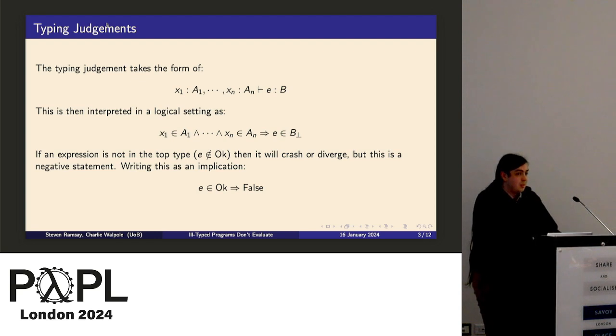So one of the simplest bugs that you can have is that the program just crashes. One way that we can encode this is by saying that a given expression E is not in this top type. This is because if E does not evaluate to a value, then it must either crash or diverge. But clearly this is a negative statement, which doesn't look anything like what we already know. If we try and write this as an implication, we end up with this, which is closer, but we still haven't gotten into a form that we can use with typing judgments.